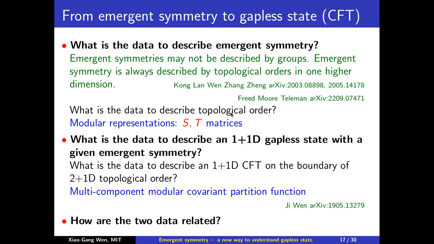Then if you want to relate symmetry to gapless states, we also have to answer what kind of data we should use to describe one plus one dimensional gapless states. And if you have this data, then you should ask how these two data get related. If these two data get related, then we can say that the bulk topological order determines the gapless states. We see some relation between them.